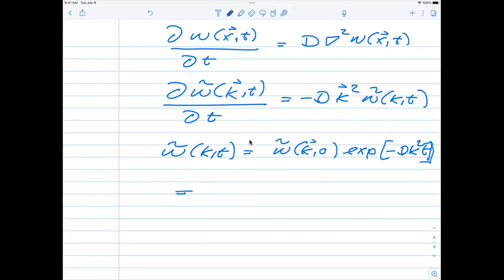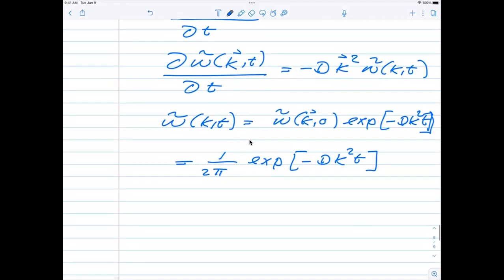And this is equal to 1 over 2 pi, and then the exponential of minus D, the diffusion constant, k squared times t. And then we can plug that back again into the equation for x. So we would now have a W(x,t), which then is simply this integral.